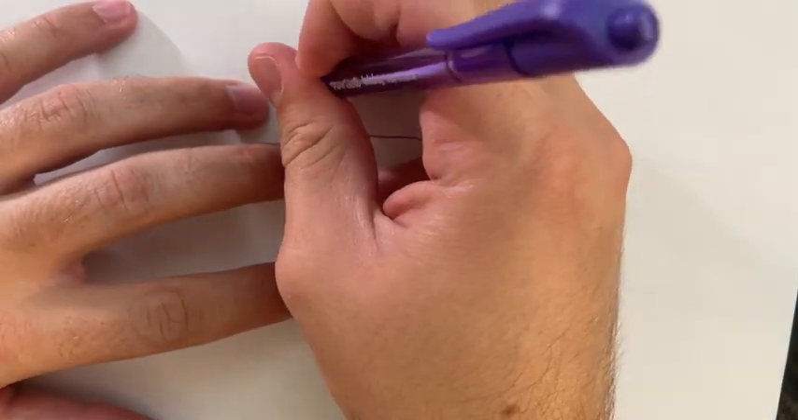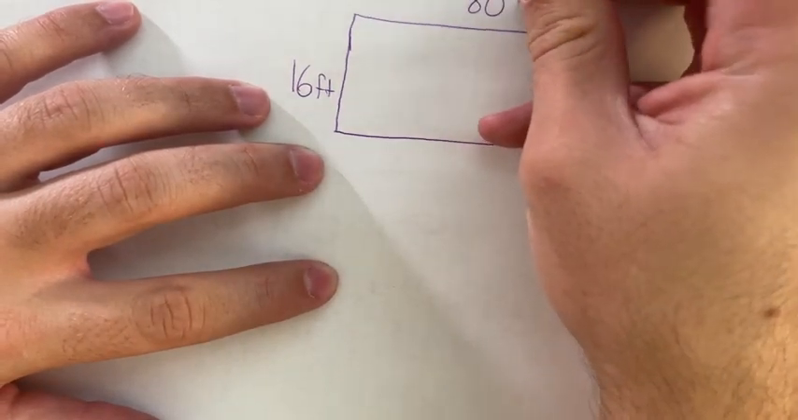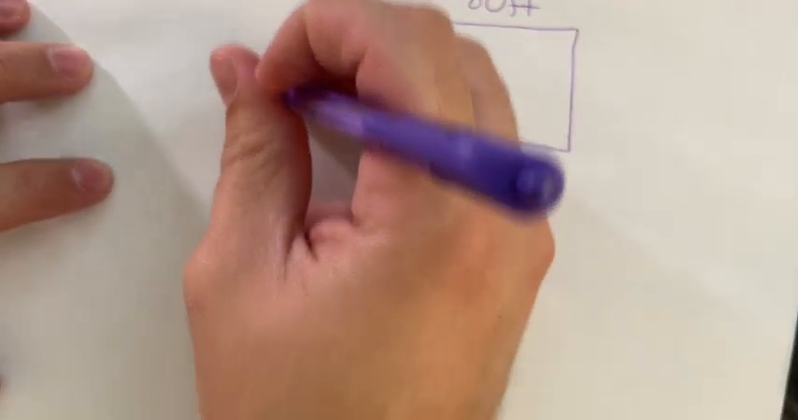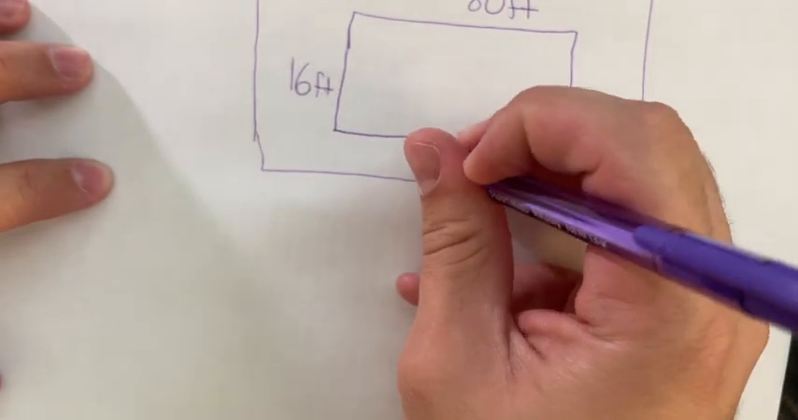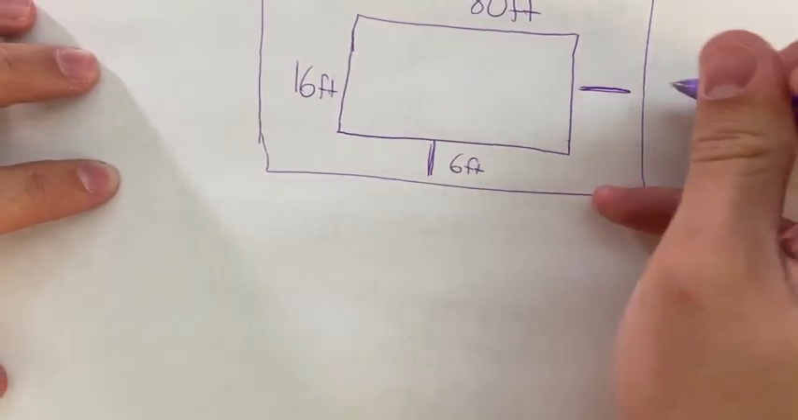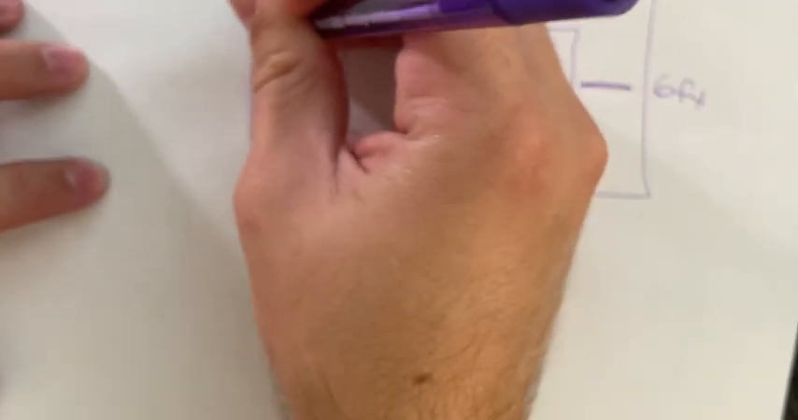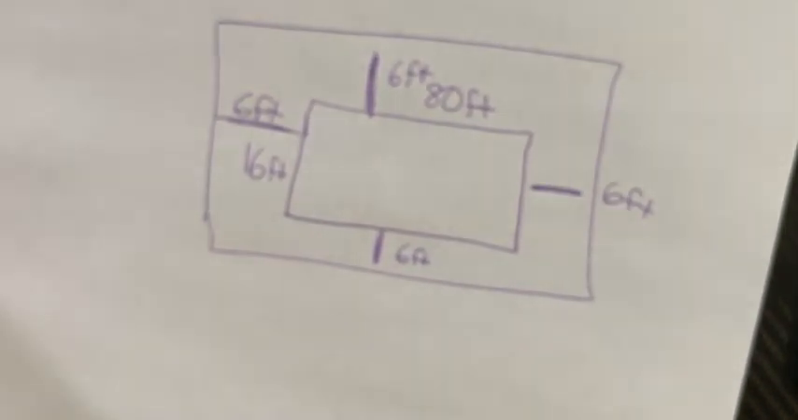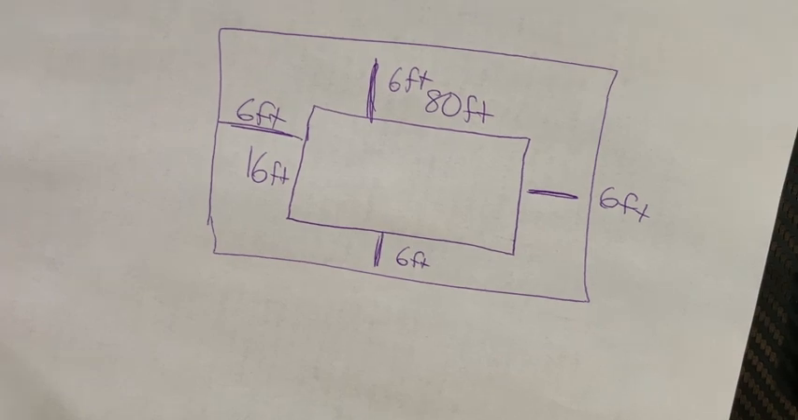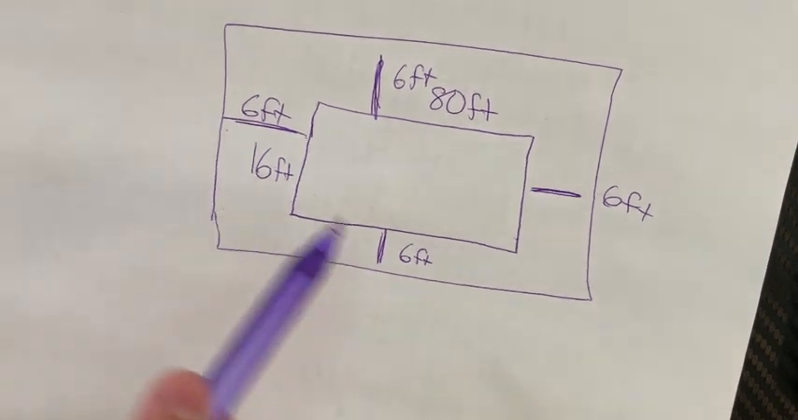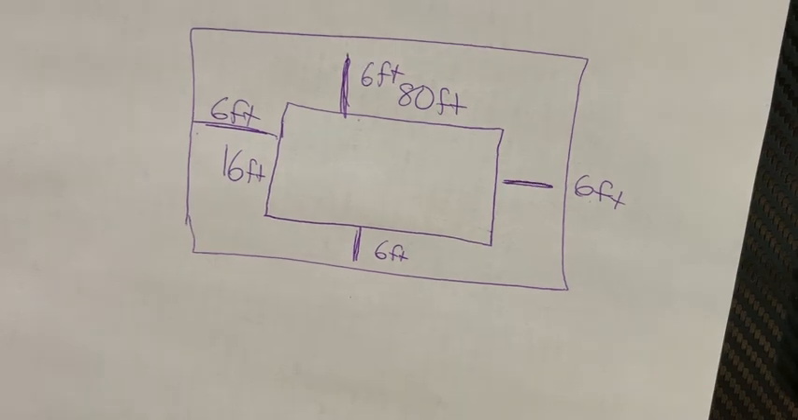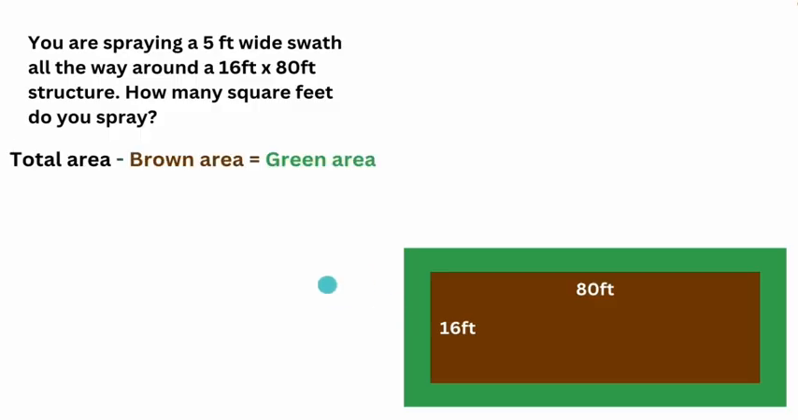16 feet by 80 feet is the structure. Okay, and then we're going 6 feet on each side. 6 feet, 6 feet. My drawing's not very to scale or anything. Let me get that to focus. But we know that it's 6 feet out, 6 feet out, 6 feet out, 6 feet out, okay? On the PowerPoint, that looks like this. It's the green area that goes all the way around the brown area. And we know that this length is 16 feet, this length is 80 feet, okay?